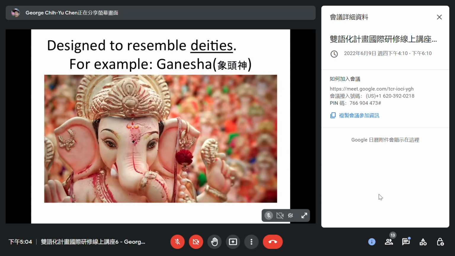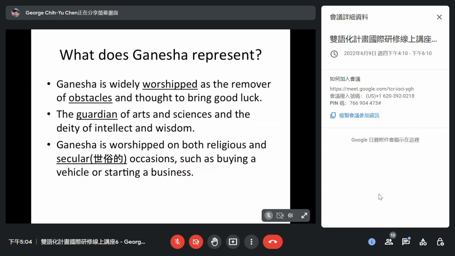Ganesha because I see them sometimes in Taiwan. So what does Ganesha represent? 那它代表什么呢？ So Ganesha is widely worshipped. Worship 就是祭拜 as the remover of the obstacles and thought to bring good luck. Obstacle means 阻碍或障碍，障碍的移除者会带来好运。And Ganesha is also the guardian of arts and sciences and the deity of intellect and wisdom.